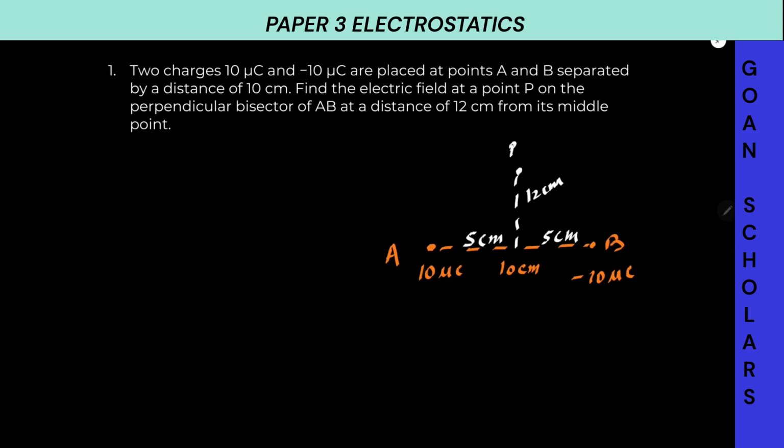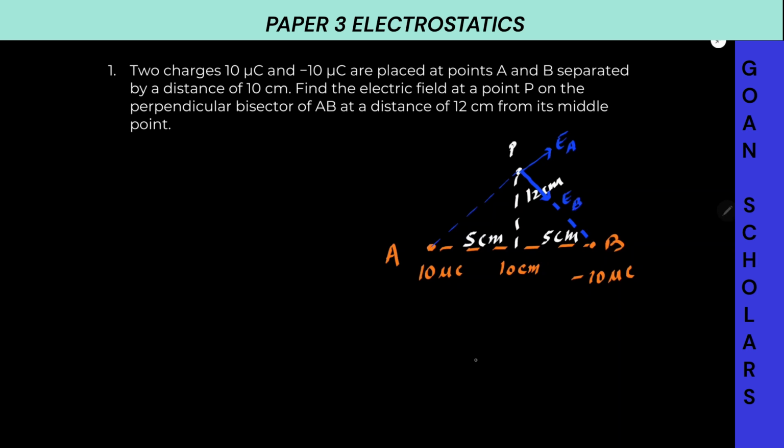So if you remember, electric field due to a positive charge is radially outward, right? And electric field due to a negative charge is radially inward. So let's draw here the electric field due to the charge at A, which is 10 microcoulomb. It will be radially outward along the line joining the charge and the point P. So let me draw here. The electric field at point P due to the negative charge B will be along the line joining, so it will be in this direction. Correct? Great. So this is our electric field EA and this is our EB.